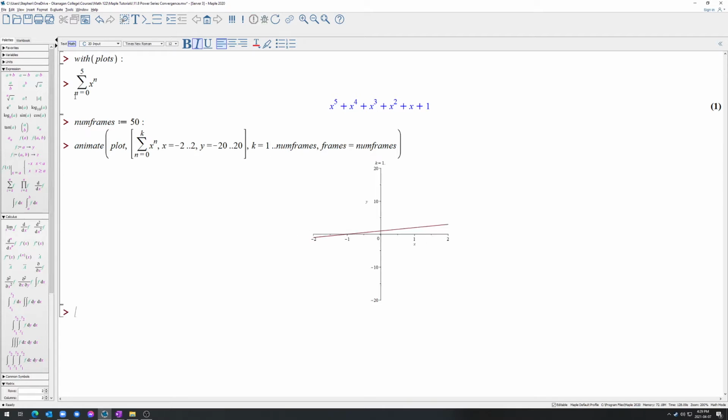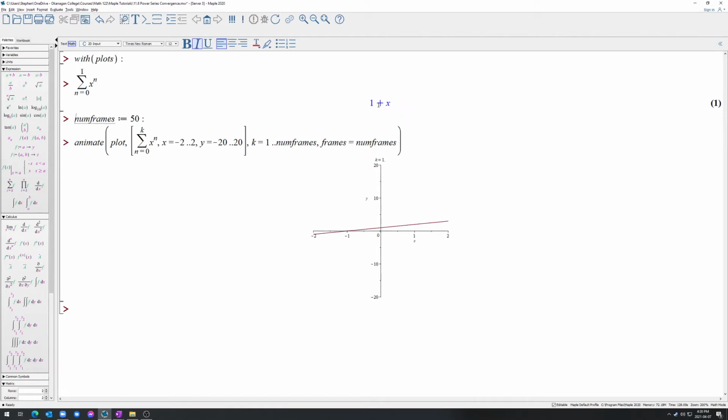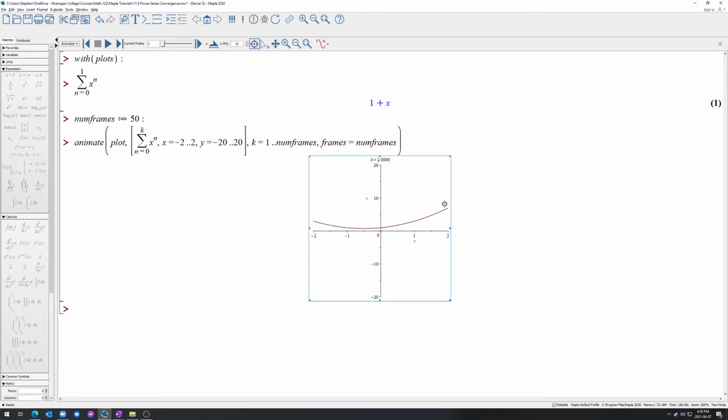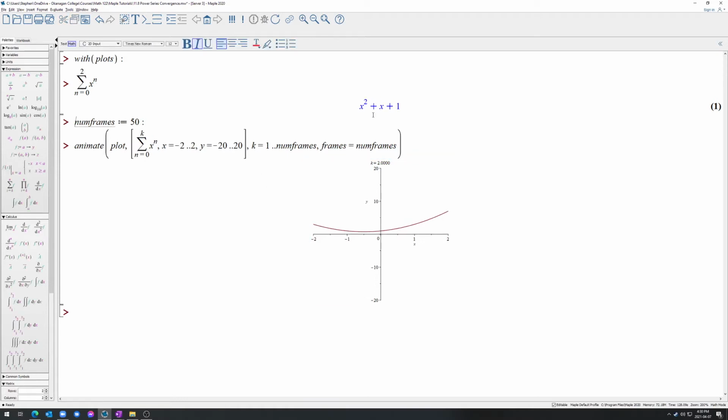This graph here is when k is equal to 1. So I'll just show you that. That's the graph of 1 plus x right there. I'm going to click on this and just go to the next frame. Okay, we've got a parabola now, and that's actually the graph of 1 plus x plus x squared. Doesn't look a lot like the last graph, but we're getting someplace. Let's just increase the frame to the next one.